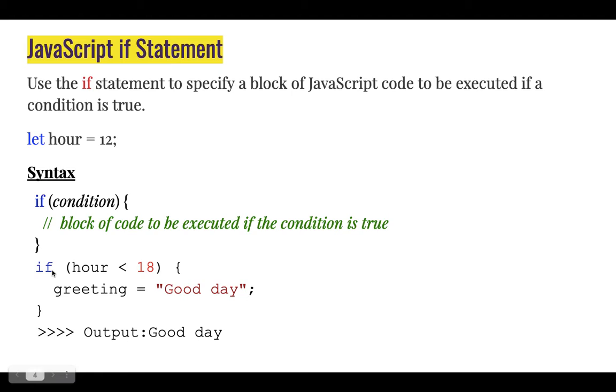So this is an example. We said if hour is less than 18, what is the current value of hour? Hour is 12. So if hour is less than 18, assign this value to this variable. 12 is obviously less than 18. So what is going to be outputted is what? Good day.